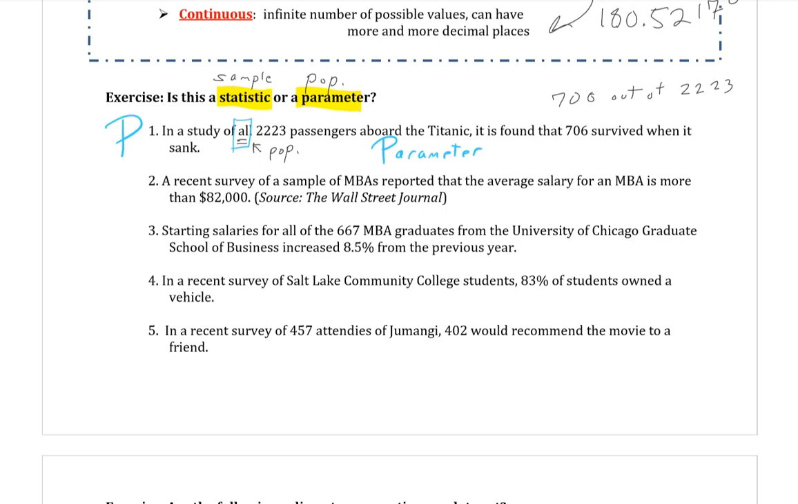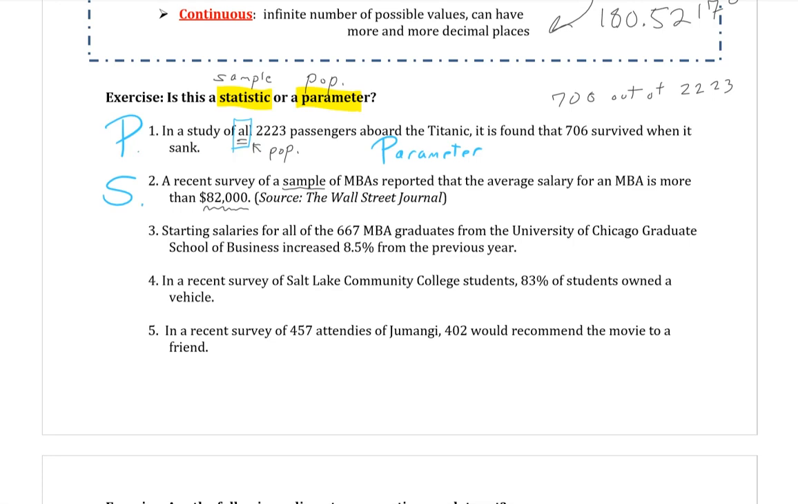All right, number 2. A recent survey of a sample of MBAs reported that the average salary for an MBA is more than $82,000. This one's a little bit more on the nose. Again, the value that's given is the $82,000, but we want to see if that's a statistic or a parameter. We look around this statement, we see a recent survey of a sample of MBAs. We see the word sample, that makes it pretty obvious that we are working with a statistic. So this is a statistic value.